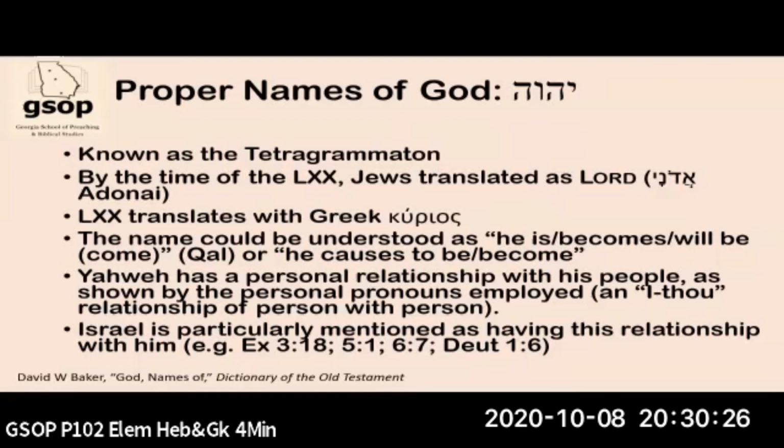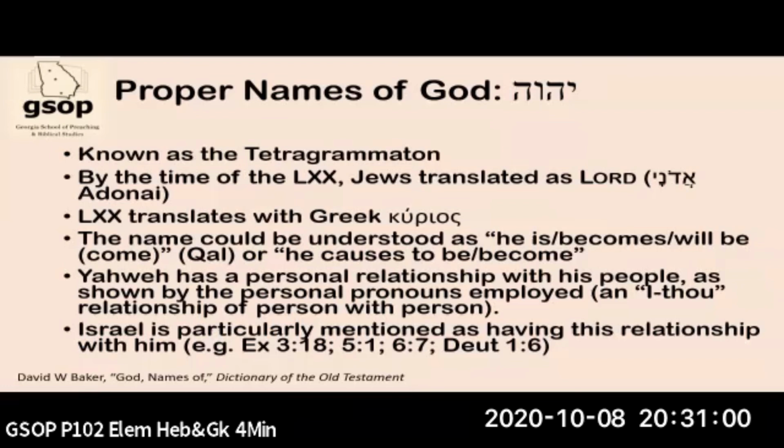By the time of the Septuagint, the Tetragrammaton Yahweh, we understand that most times there was a great reverence and they wouldn't translate it. That wasn't necessarily true early on. That became more and more true during Second Temple Judaism. By the time of the Septuagint, the Jews translated it as Lord, as Adonai. The Septuagint translates the Tetragrammaton Yahweh with the Greek word Kyrios, meaning Lord.